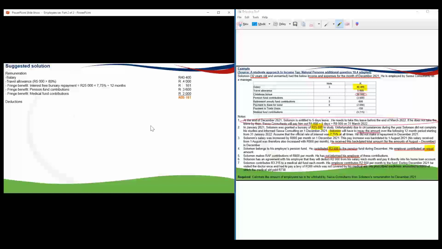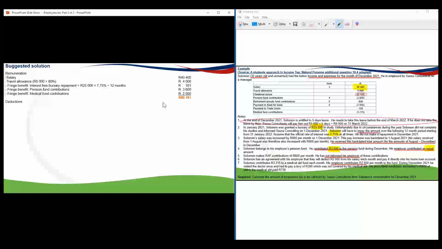The next line item then is our medical fund contributions. If we look at our information provided, you will see that the employer contributes 2,000 per month. Remember, our calculation is a monthly calculation, hence we will include that 2,000 over here in remuneration.